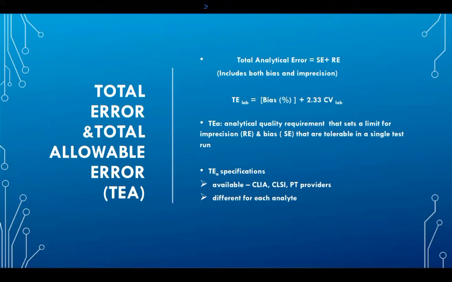And it should be as minimum as possible. If it is significantly less than the total error allowable, then we have some margin. Even if there is some increase in inaccuracy or imprecision, it will not cross total error allowable, whatever error we are observing in our laboratory. So this is the importance of calculating total error in our laboratory.